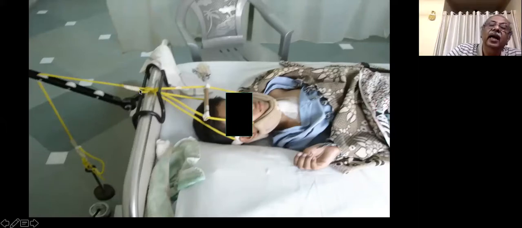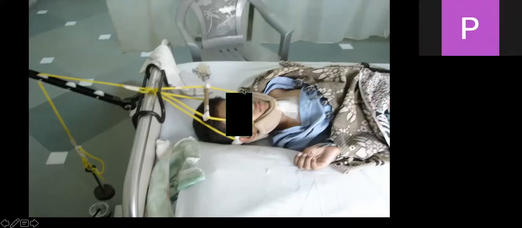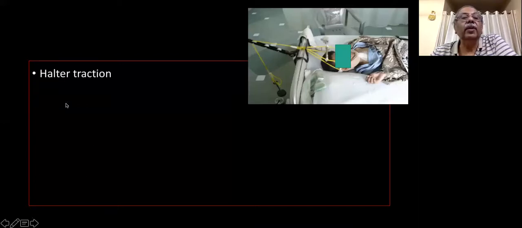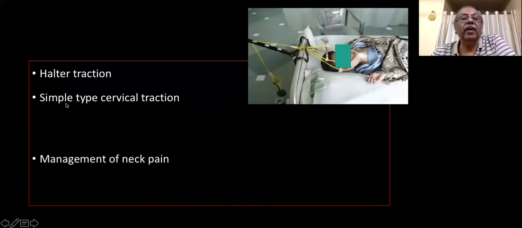This is a head halter traction. So they will ask what this is, what splint is this. The apparatus that is used is called a halter traction pulley, and this is how it is being used. So this is the halter traction, and it is a simple type of cervical traction.